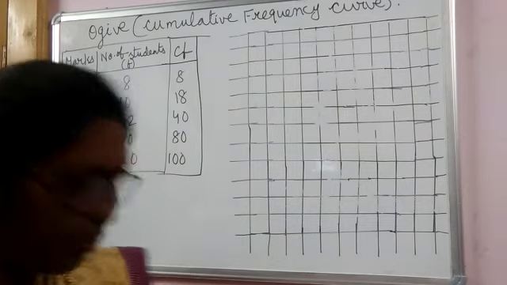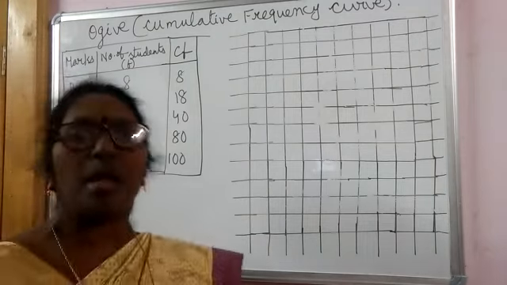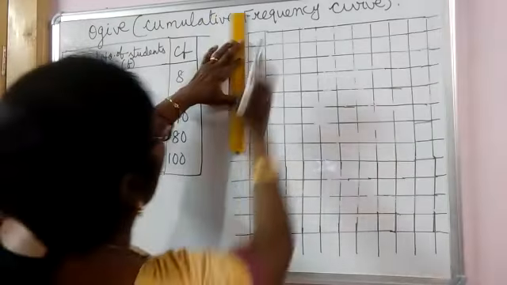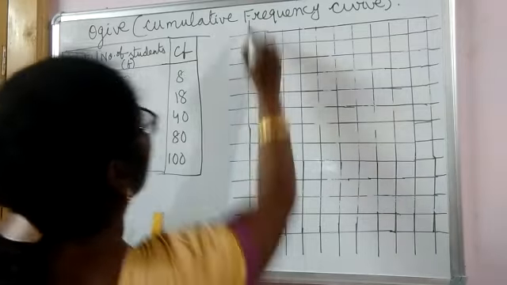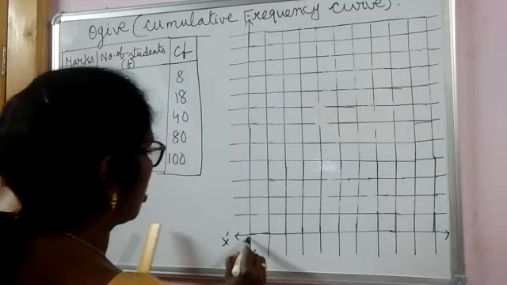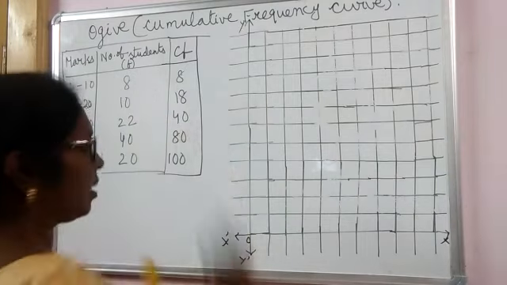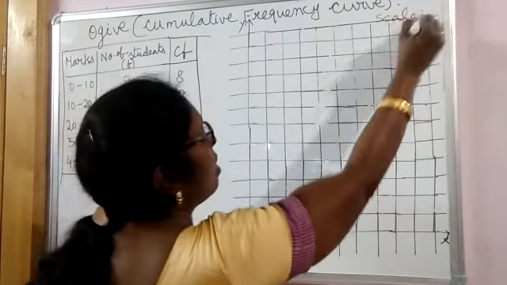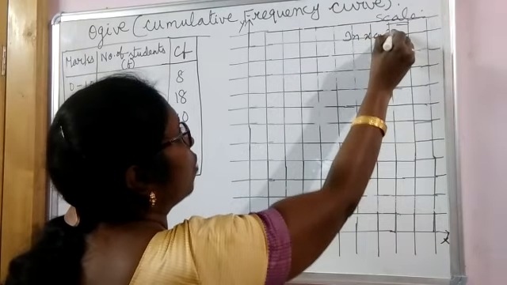Now in order to draw the graph, already we have learned that before doing any graph, we have to draw the x-axis, y-axis and take the scale. This is x dash or x-axis. This is y dash or y-axis. Now we have to take the scale. In x-axis what we have to take, and in y-axis what we have to take.